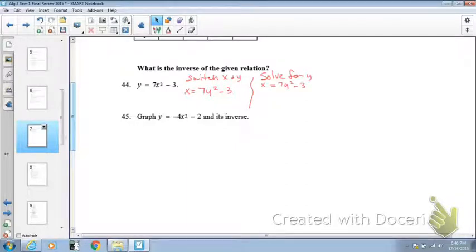You're going to add 3 to both sides and get x plus 3 equals 7y squared. And then divide both sides by 7, so that gives you y squared equals x plus 3 over 7. And then to get y by itself, you've got to take the square root. Make sure you don't forget this: when you take the square root, you're going to have plus or minus the square root of x plus 3 over 7. I'll let you leave it that way, even though we would technically have a denominator in the radical. But there would be my inverse.